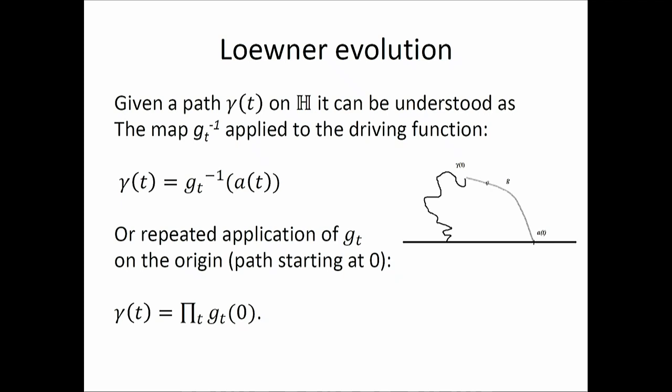So I need to go back to my standard understanding of what a path is. Because my standard understanding of a path is this guy, gamma of t. What Loewner is saying is that, in fact, this gamma of t is, by g of t, brought back into the real axis. Or there is another way you can look at it. You start at origin, and you apply g of t slowly, step by step, and you build your path, which is the other expression below.